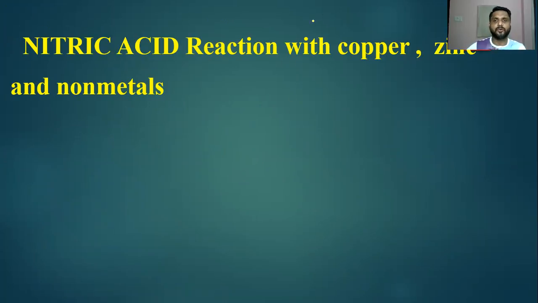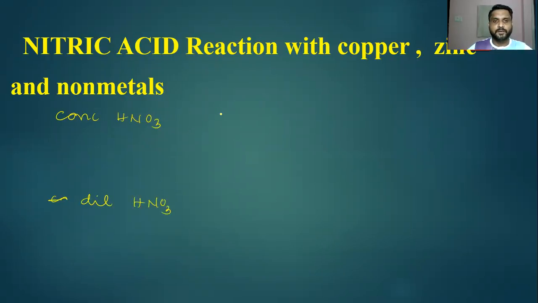Next one. Now nitric acid reacts with copper, zinc and other non-metals here, right? So we shall write the reactions now. We can think of 2 types of nitric acid. One is the concentrated nitric acid, and the other one is the dilute nitric acid.